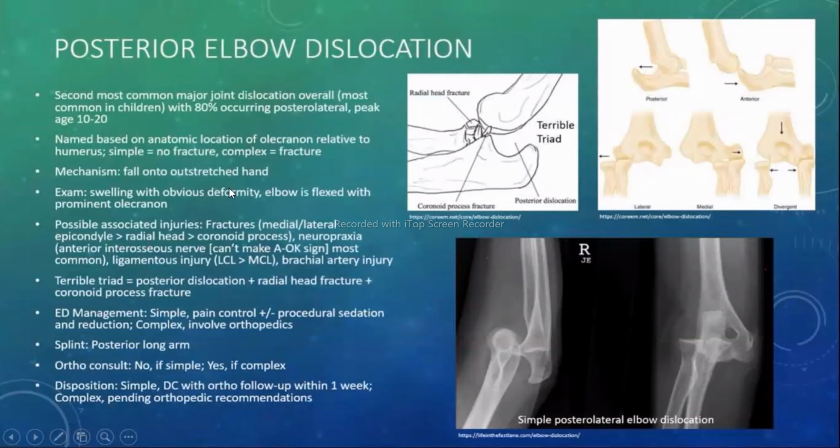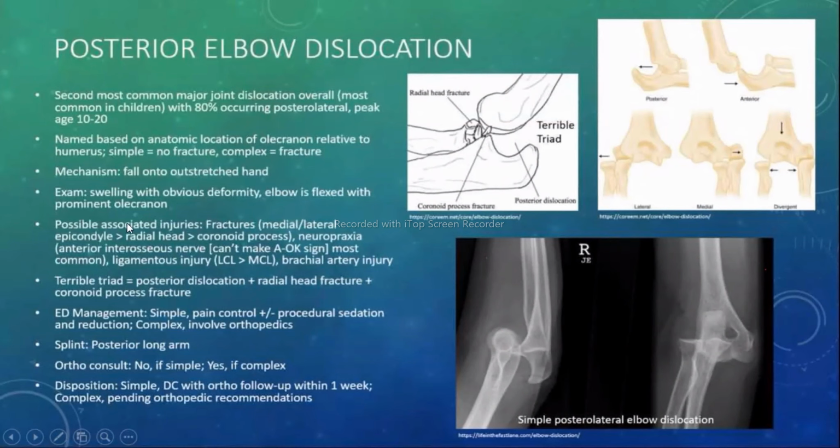Okay, remember that in examination. So this one, look, feel, or move, or a special test. This one is inspection. Okay, so a swelling, obvious deformity, elbow is flexed with prominent olecranon. Look here means an inspection. Okay, they can ask you about the associated injuries.